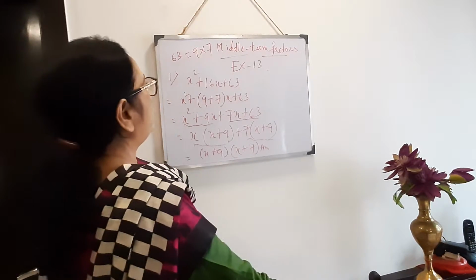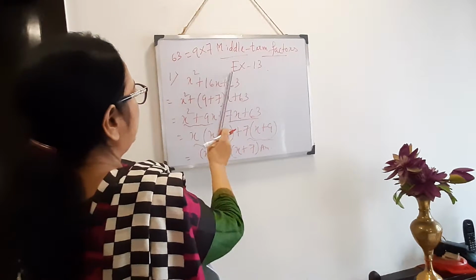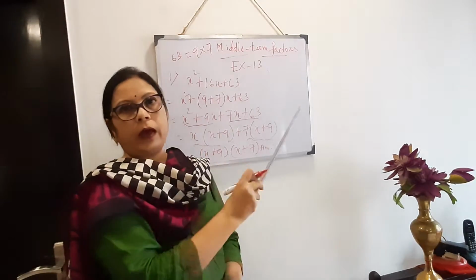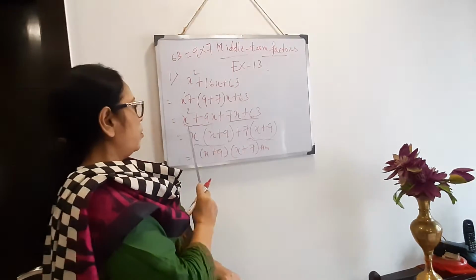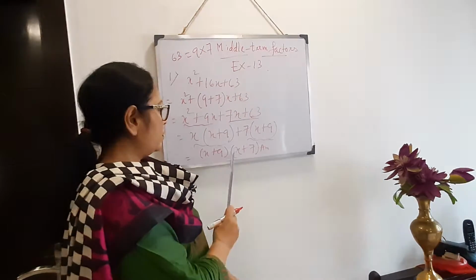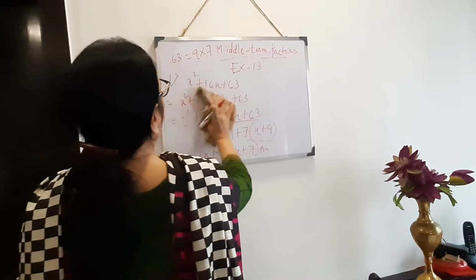So what we have done? First we had calculated the factors of 63. Then as all the signs are positive, we have added, and after adding we have opened the bracket, and then we have taken common, and this is the last step. Now see the second one.